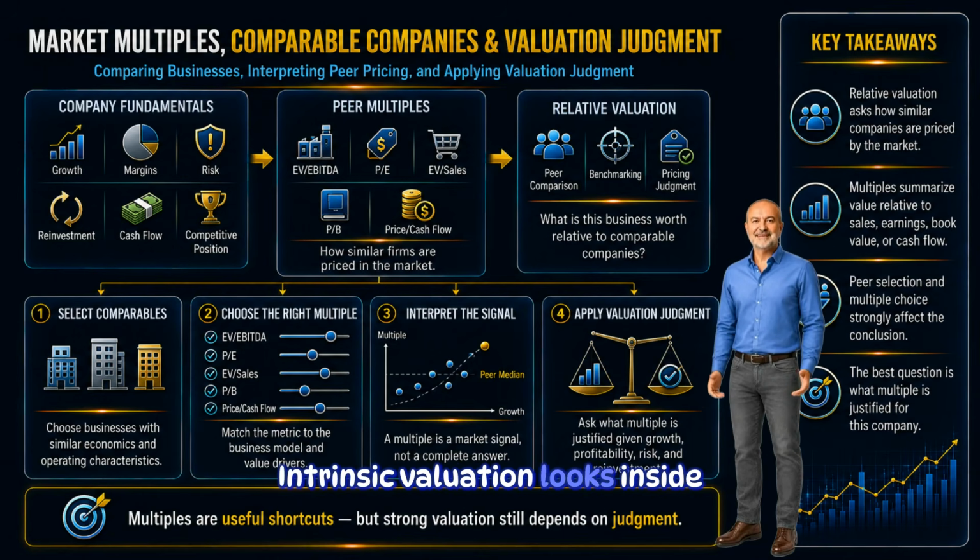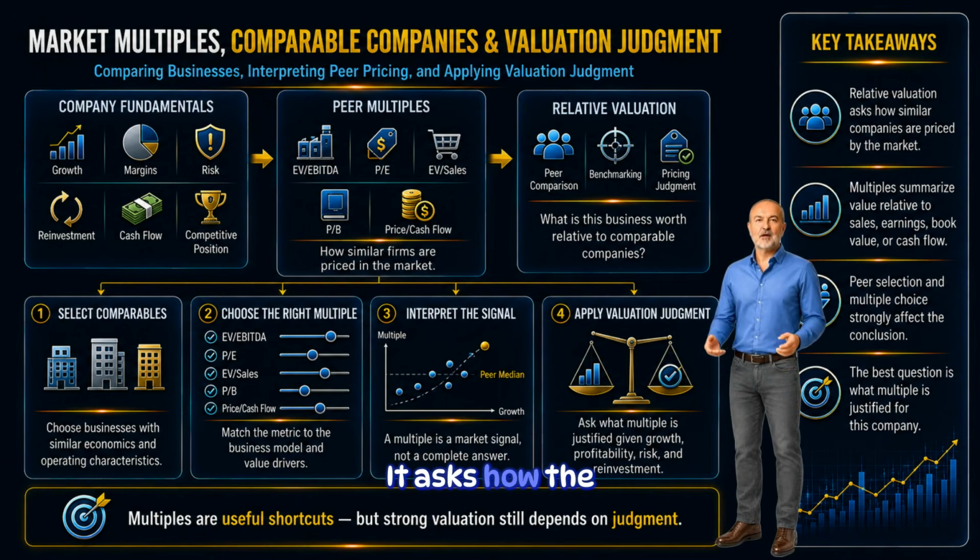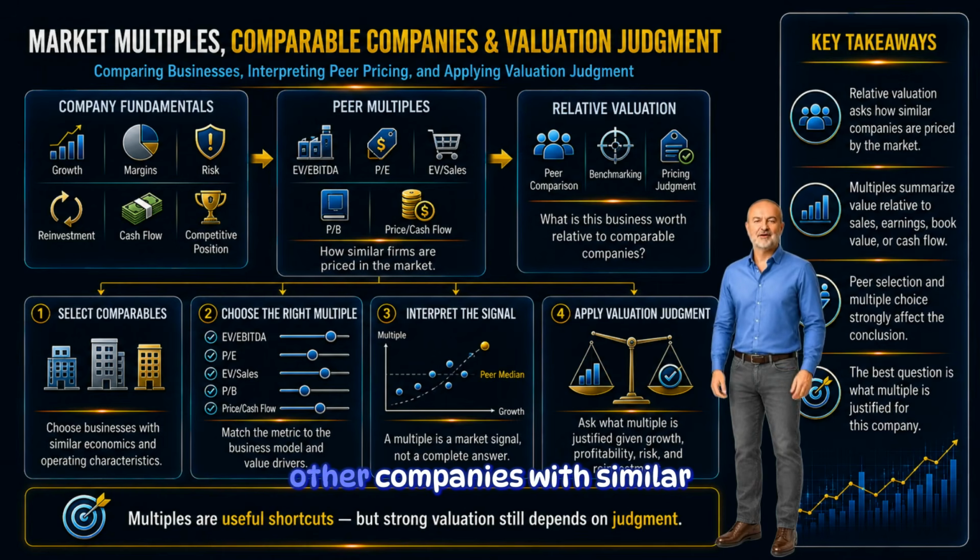Intrinsic valuation looks inside the company. It focuses on expected cash flows, growth, reinvestment, and risk. Relative valuation looks outward. It asks how the market is already pricing other companies with similar economics. A market multiple is a compact market signal. It summarizes how investors are pricing a company relative to sales, earnings, book value, or cash flow.